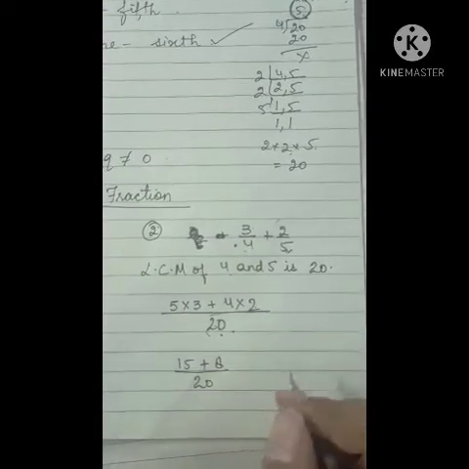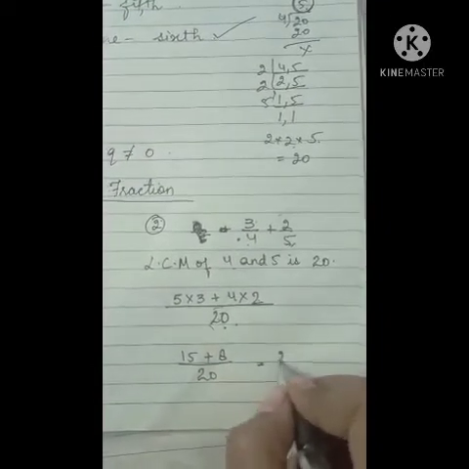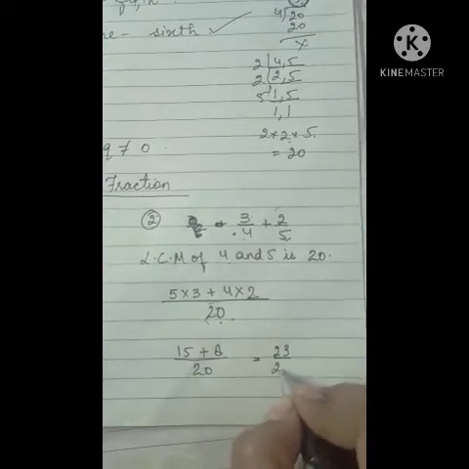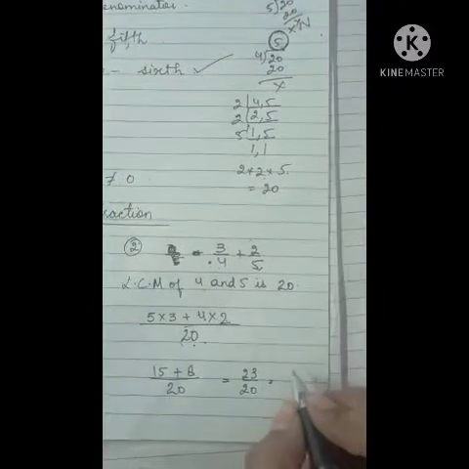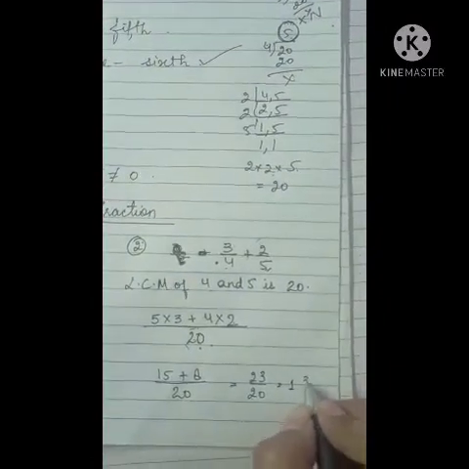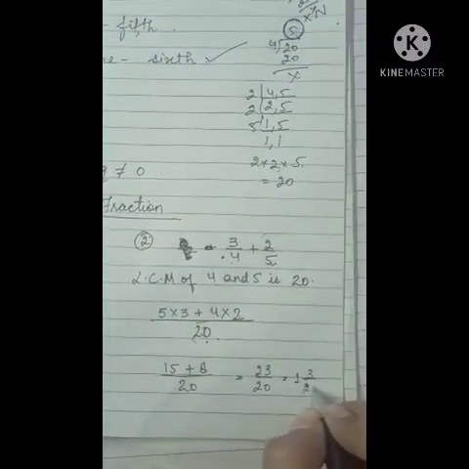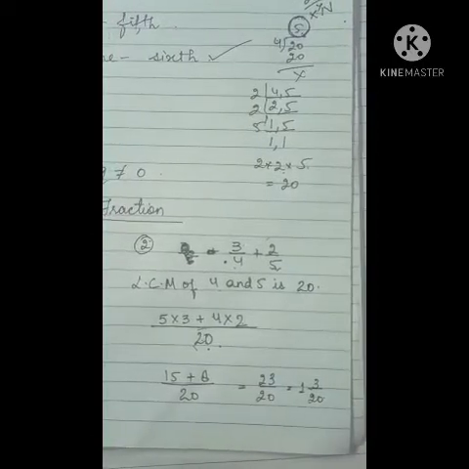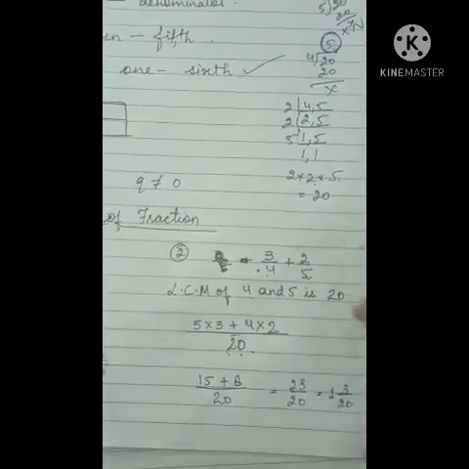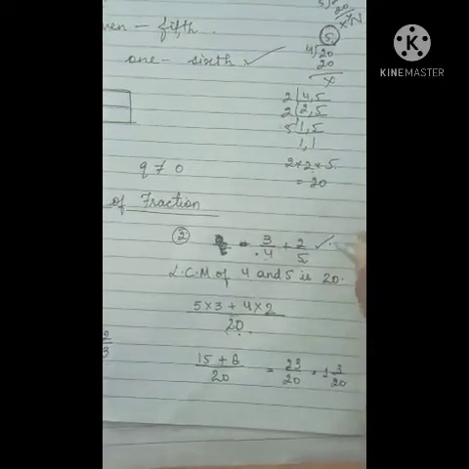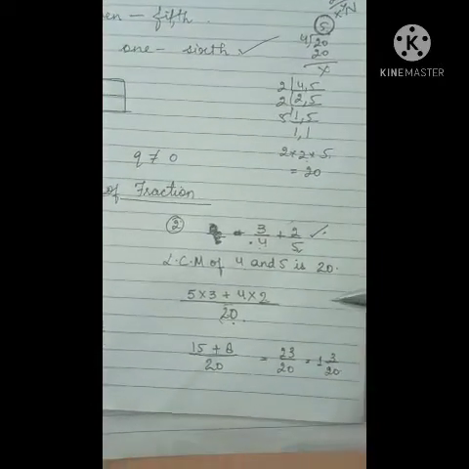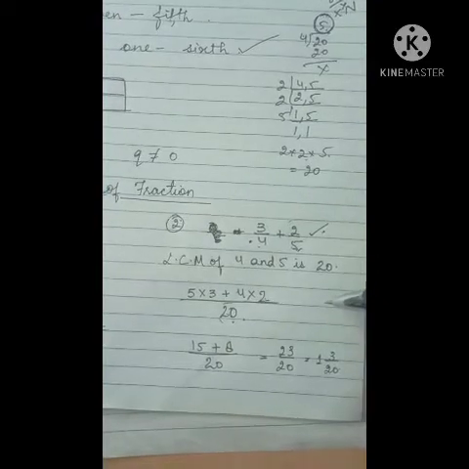Now when we add them, what do you get here? 23 by 20. And if you want to convert this into a mixed fraction, then you can divide it and change this into a mixed fraction. So this is how you will add two fractions of different denominators, and remember you have to use this method only. Clear, children?